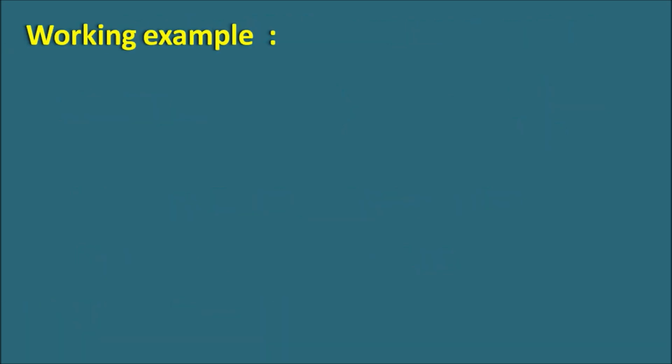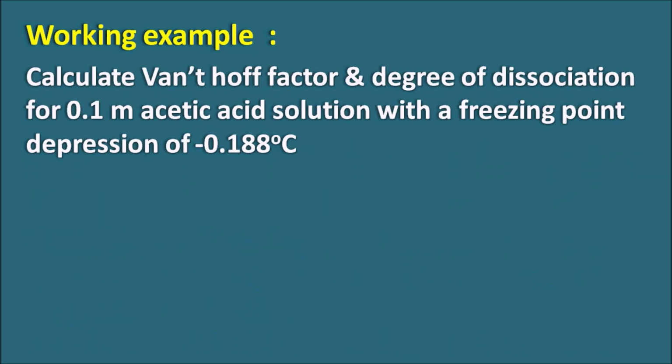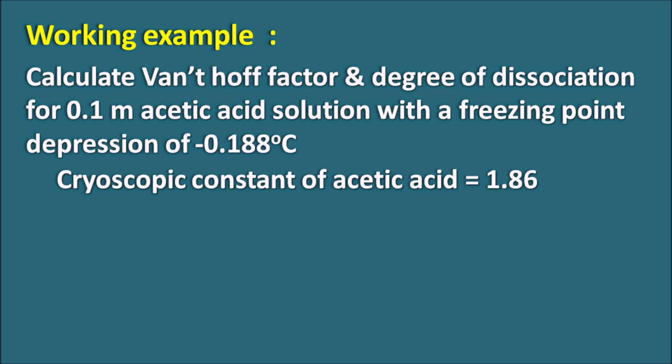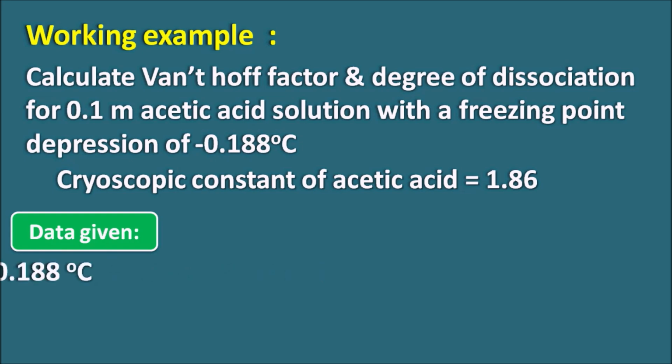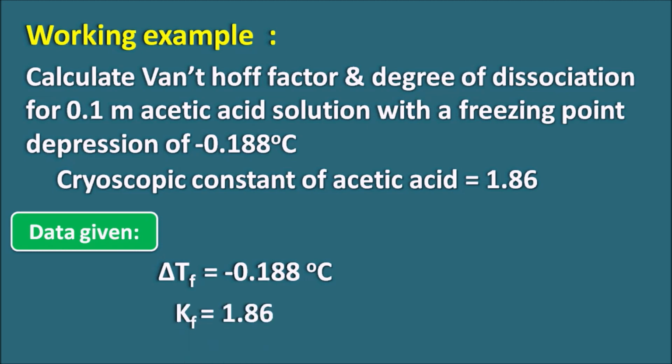Now let us take one working example. Calculate the Van 't Hoff factor and degree of dissociation for 0.1 molal acetic acid solution with a freezing point depression of minus 0.188 degrees centigrade. The cryoscopic constant of acetic acid is 1.86. So what is the data given? Here we are given the depression of freezing point, which is minus 0.188 degrees centigrade, and cryoscopic constant Kf is equal to 1.86. Molality is given as 0.1 molal. Then we have to calculate the Van 't Hoff factor i as well as degree of dissociation alpha.